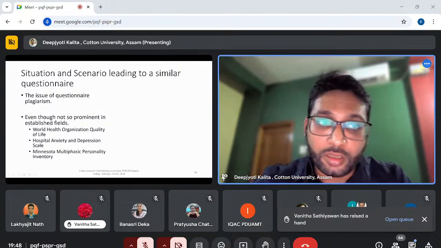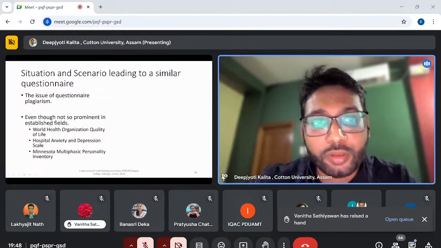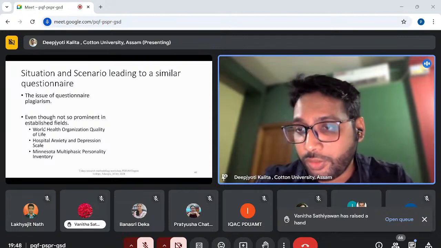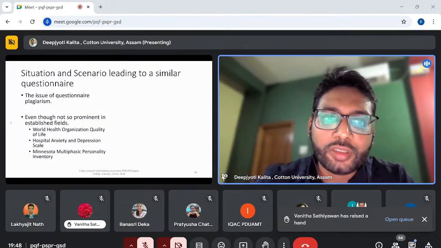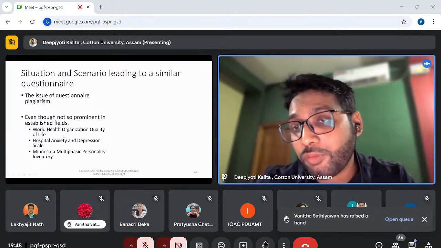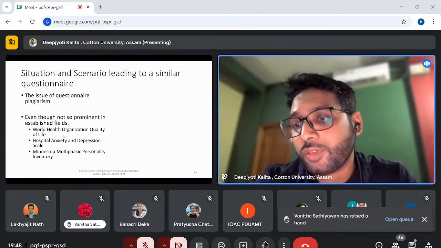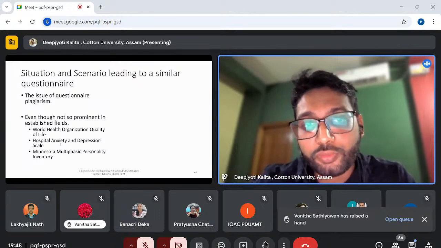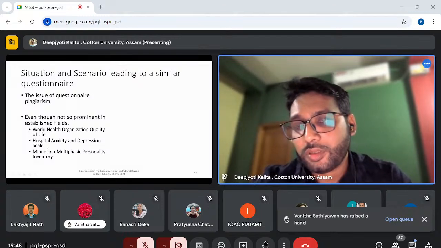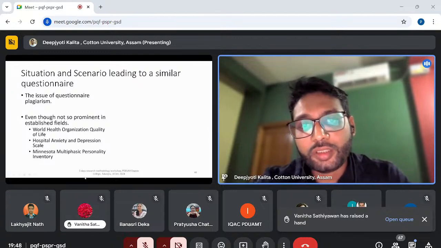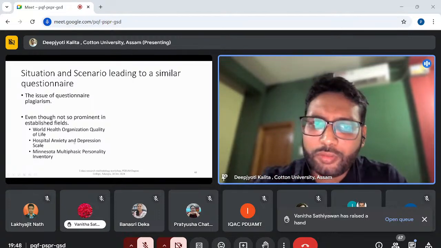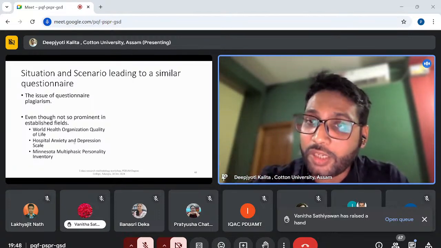This problem is not prominent in established fields, because we already have some set of questionnaires. If you go to the psychology field, if some of you are from an education background, we have a standard questionnaire like this one, the World Health Organization Quality of Life. They have a questionnaire set. If we want to conduct a study on quality of life in the village area, they have a preferred set of questionnaire. Hospital Anxiety and Depression Scale, people from medical centers use it. Minnesota Multiphasic Personality Inventory. These are already preset questionnaires. So whenever you use these questionnaires, you have to cite them.